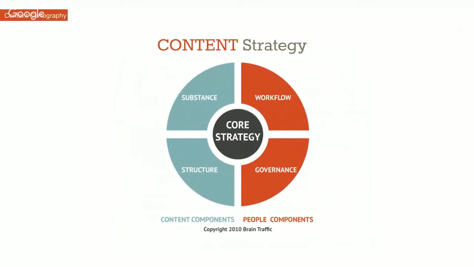So content strategy, again, we're going to stay with Christina Halverson from Brain Traffic. This is their content strategy quad, and what this visualizes for us is what content strategy is from a strategic standpoint. It talks about people components and content components. The content components deal with creating substantive structure for content. And the people components talk about the workflow and the governance and the processes that you build inside.